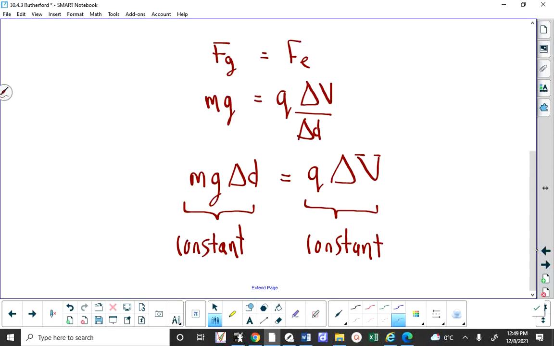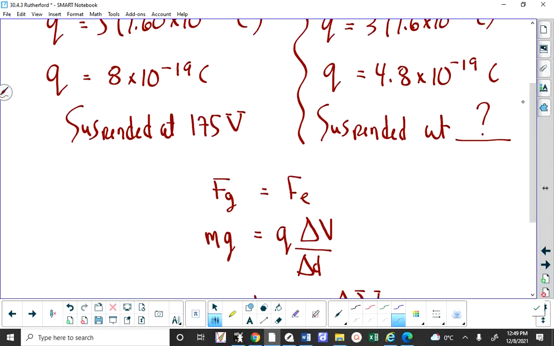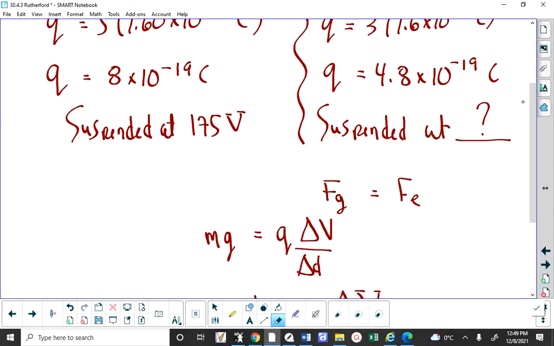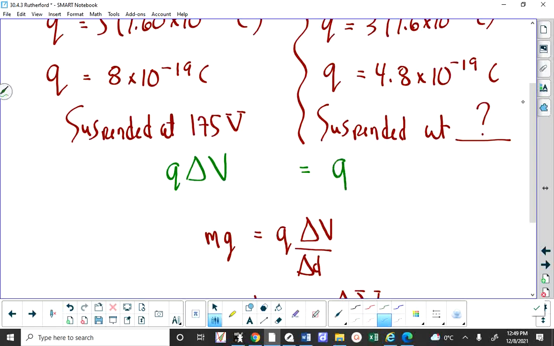So now what we can do here, Sienna, is we could write, I'm just going to get rid of this to give myself a little bit of room. We can write that Q times the voltage here has to equal Q times the voltage here.